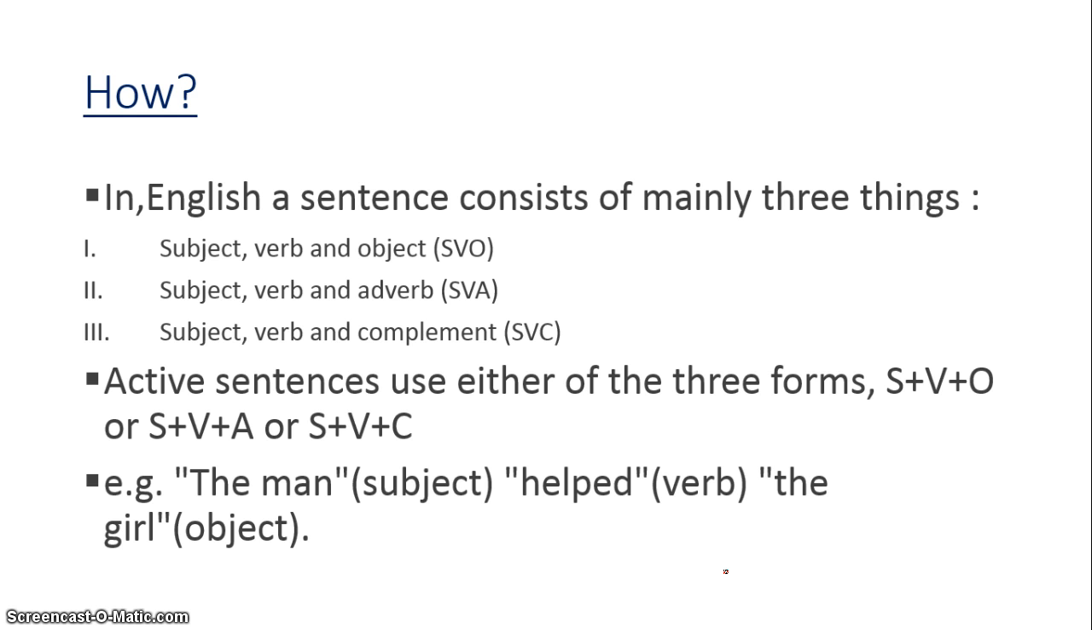Now comes the how part. In English, a sentence consists of mainly three things. First, subject, verb and object, SVO; subject, verb and adverb, SVA; subject, verb and complement, SVC. Active voice form uses either of these three forms, that is SVO or SVA or SVC. For example, the man helped the girl. Here the man is the subject, helped becomes the verb and the girl becomes the object.